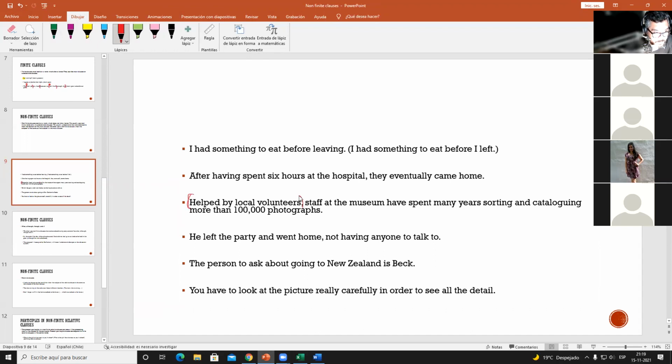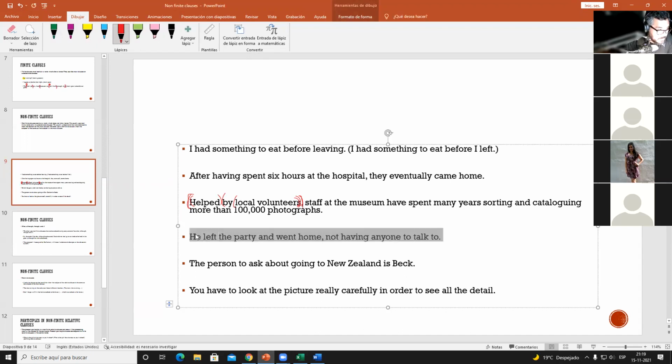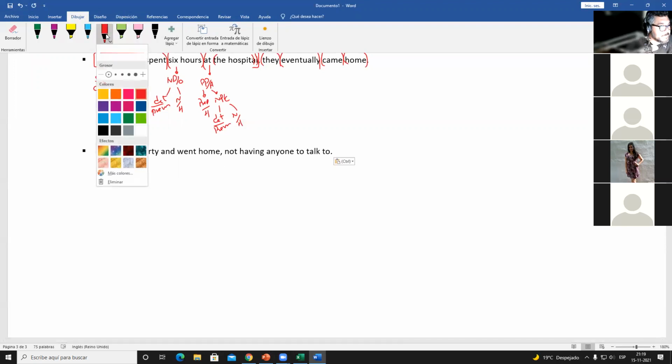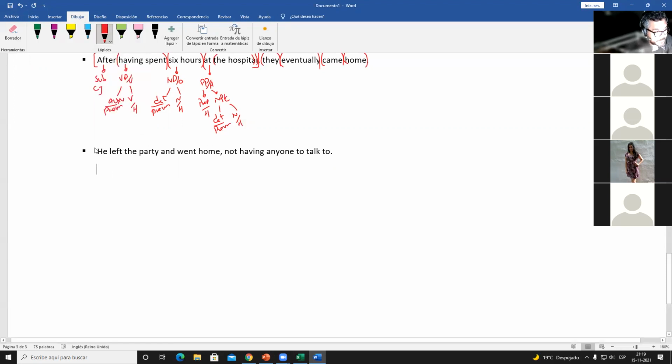Okay, well, this is a clause, square brackets. Here we have the verb phrase verb and the prepositional phrase object. He left the party and went home, not having anyone to talk to. We're going to do this. He left what? The party and went home.